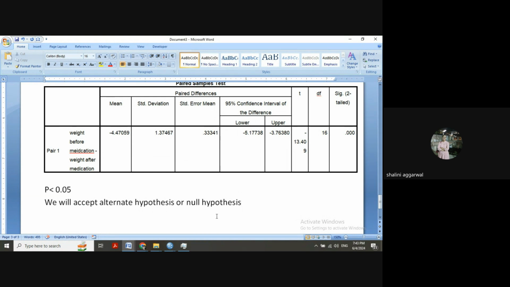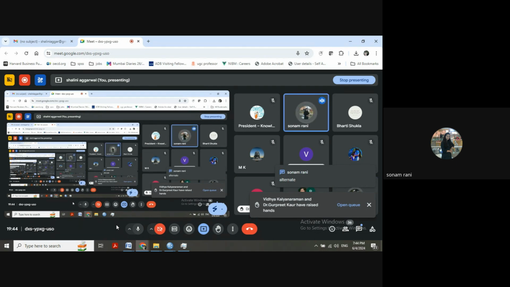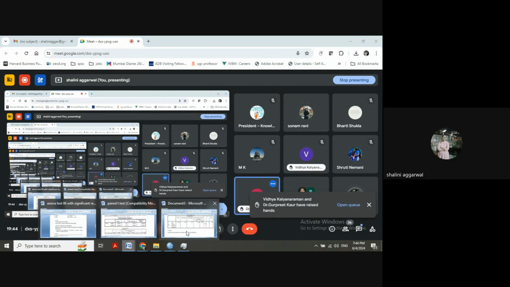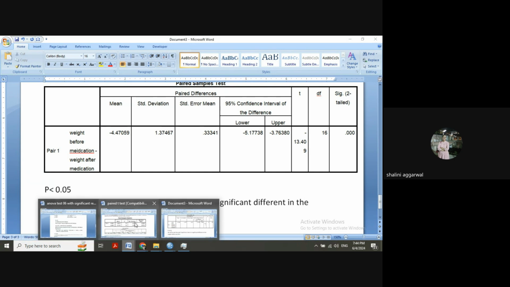Somebody please. Anyone can speak, please. Alternate hypothesis, we accept alternate. Very nice. So we will accept the alternate hypothesis over here. It means there is a significant difference in the weight before and after. Is this clear to all?